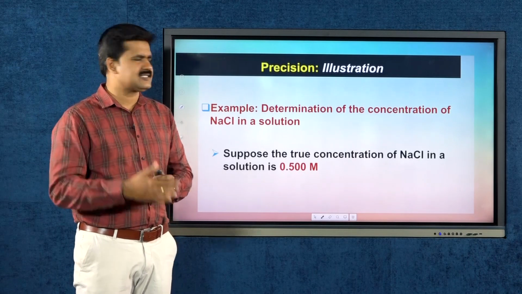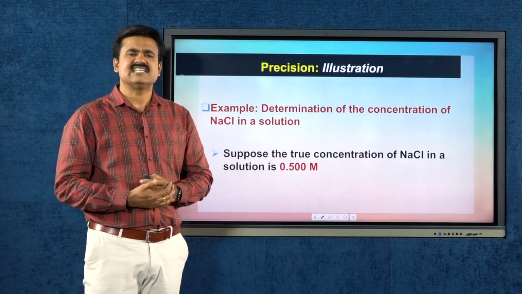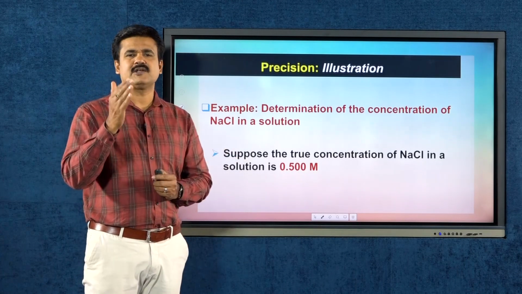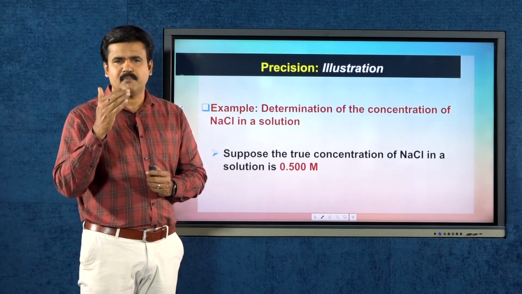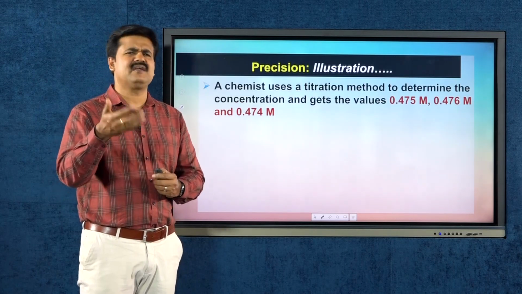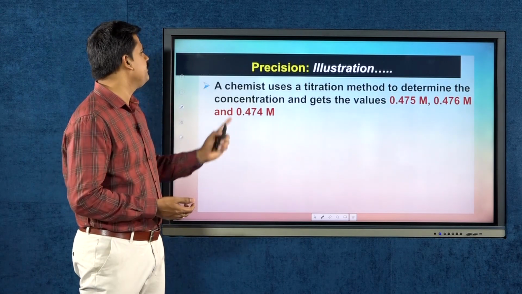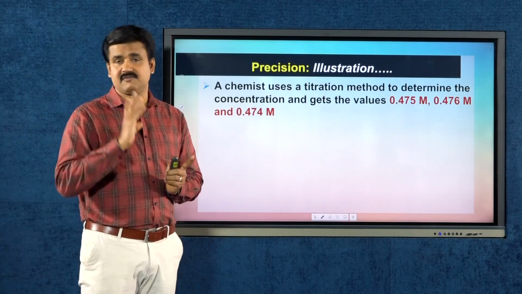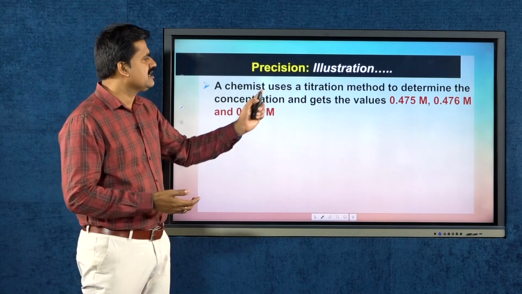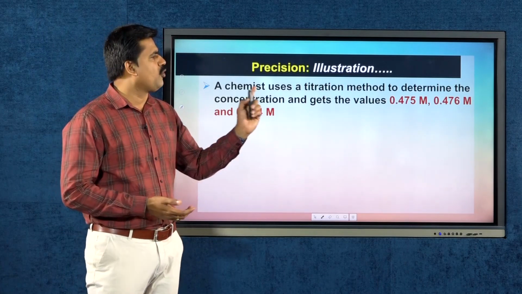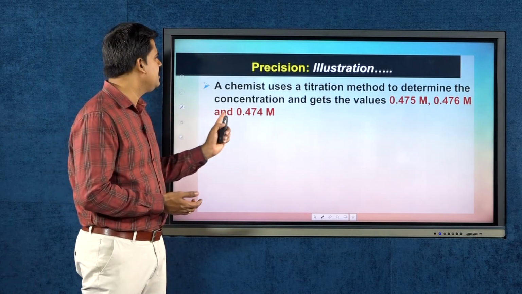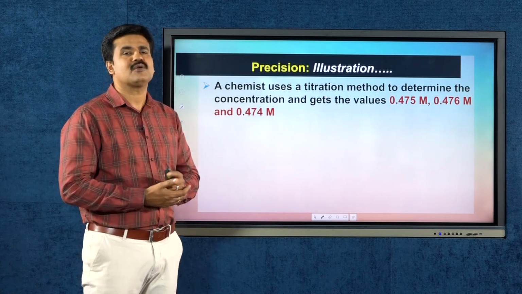Suppose, prior to starting the experiment, I gave the information that the true concentration of NaCl is 0.500 molar, and a chemist uses a simple titration method to determine the concentration and gets 3 values in his 3 sets of experiments. The 3 values obtained are 0.475 molar, 0.476 molar and 0.474 molar.